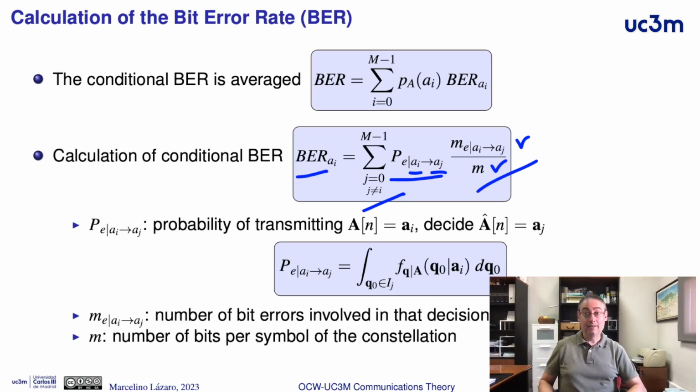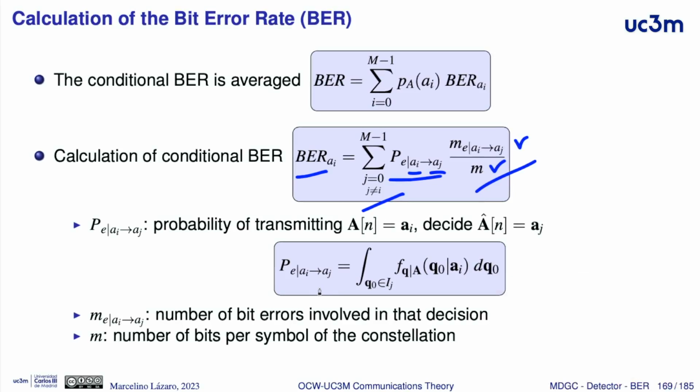And the probabilities of deciding the symbol AJ when we transmit the symbol AI are obtained by integrating the conditional distribution of the observation given the transmitted symbol in the decision region of the decided symbol.